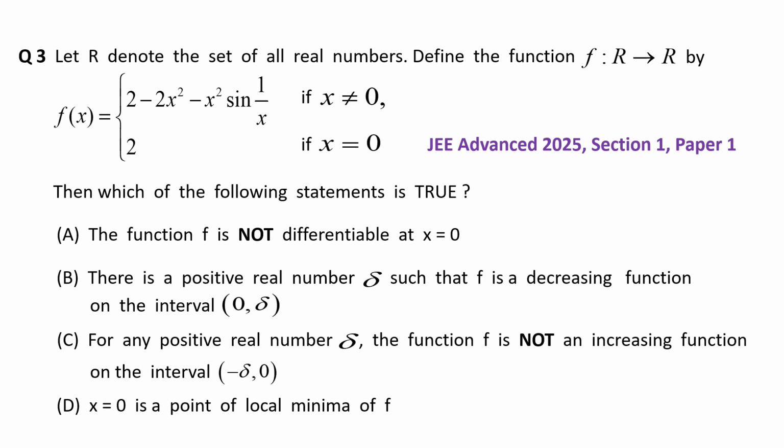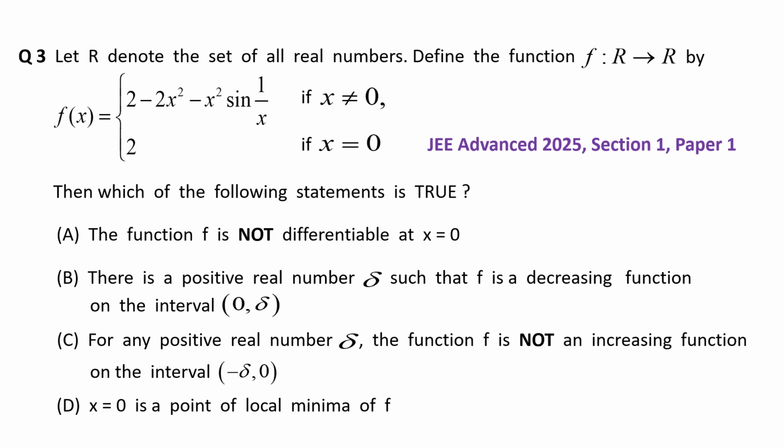The first option is the function f is not differentiable at x equal to 0. The second option is there is a positive real number delta such that f is a decreasing function on the open interval 0, delta. The third option is for any positive real number delta, the function f is not an increasing function on the open interval minus delta, 0. And the last option is x equal to 0 is a point of local minima of f.